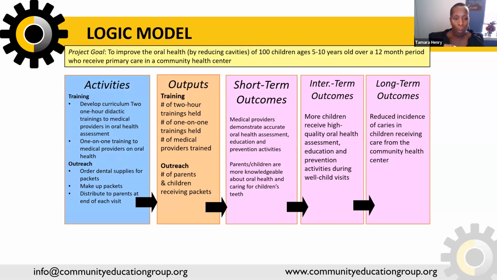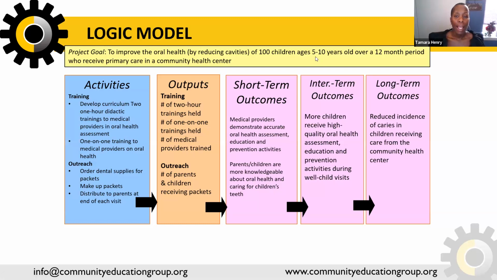And note for your output, it's the number. It's actually the numerical value. How many trainings were held? How many one-on-one trainings were held? How many providers were trained? And then the short-term outcomes refer to the medical providers that were trained. And the intermediate is looking at whether or not children were receiving high-quality oral health assessments. And the long-term is reducing incidence of cavities overall among these kids who are 5 to 10 years old.